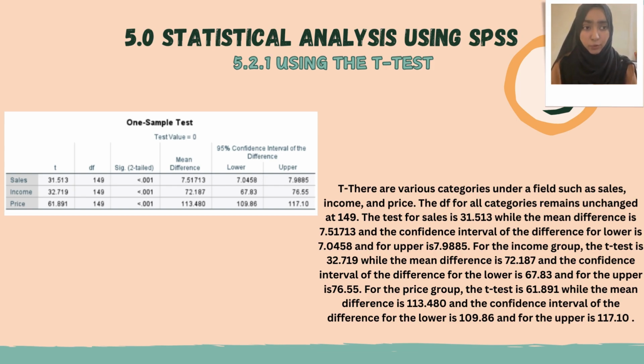For the income group, the t-test is 32.79, while the mean difference is 72.8187. For the price group, it is 61.891. The confidence interval of the difference for the lower is 109.86, and for the upper is 117.10.